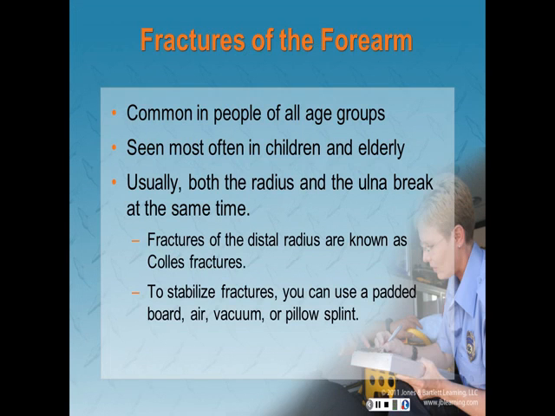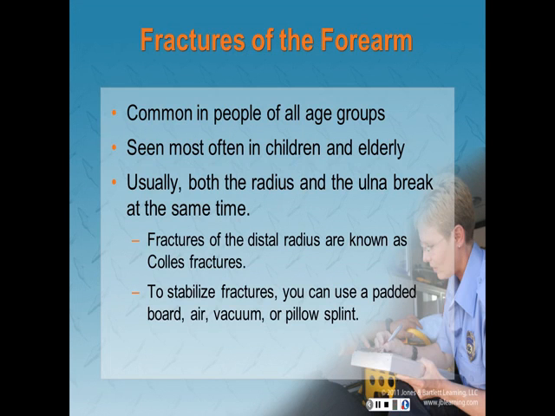Forearm fractures. Fractures of the shaft of the radius and ulna are common in people of all age groups, but are seen most often in children and older adults. Usually, both bones break at the same time when the injury is a result of a fall on an outstretched hand. An isolated fracture of the shaft of the ulna may occur as a result of a direct blow. This is known as a nightstick fracture.